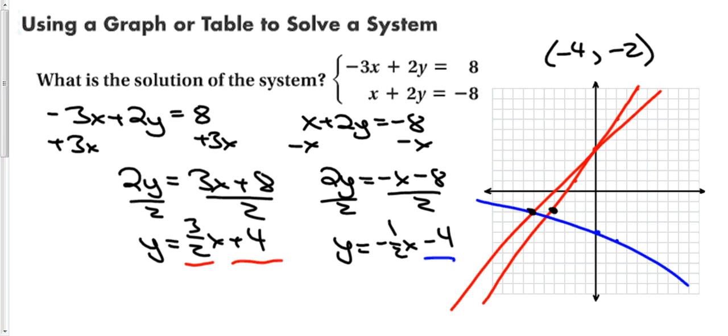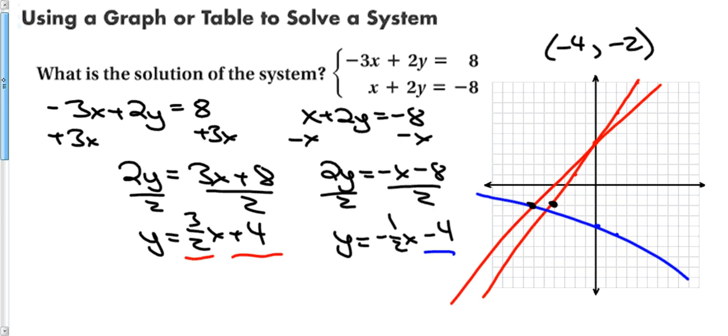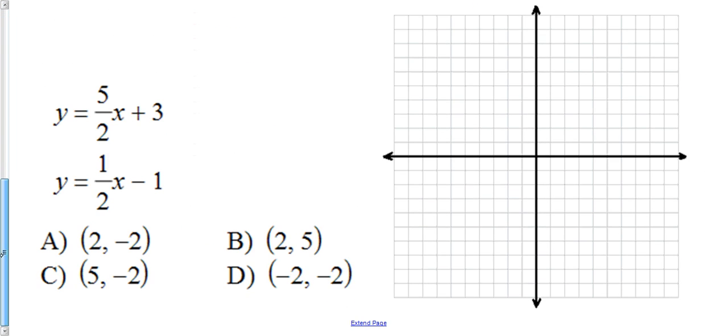So when you are trying to solve a system with graphing, you have to be very careful about drawing your lines, especially very straight, and being sure they go through all the right points, which is why they're slightly inaccurate. Okay? Let's try another one. Okay? Let's try this one.